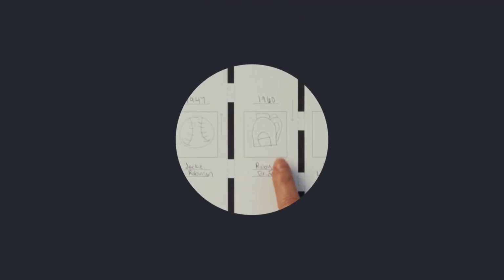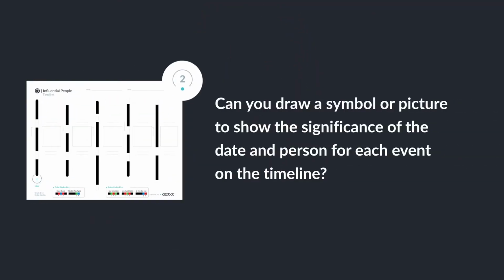Can you draw a symbol or a picture to show the significance of the date and person for each event on the timeline?